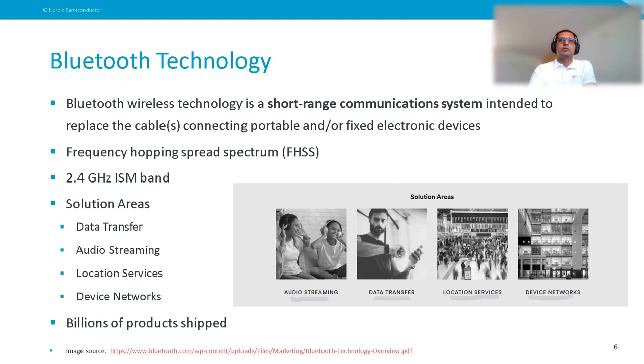The most popular solution areas which Bluetooth technology covers are, in the case of a phone with any sensors or a watch, sensor data transfer. It's also used for audio streaming and location services. It could be detection of a device, proximity of a device, direction of a device, or also distance. Something that is more popular these days is also mesh networking, like lighting systems and such sensor networks, which need to cover a substantial area. As of today, there are billions of products shipped. When you buy a product that uses Bluetooth technology, you would see the Bluetooth logo on it.